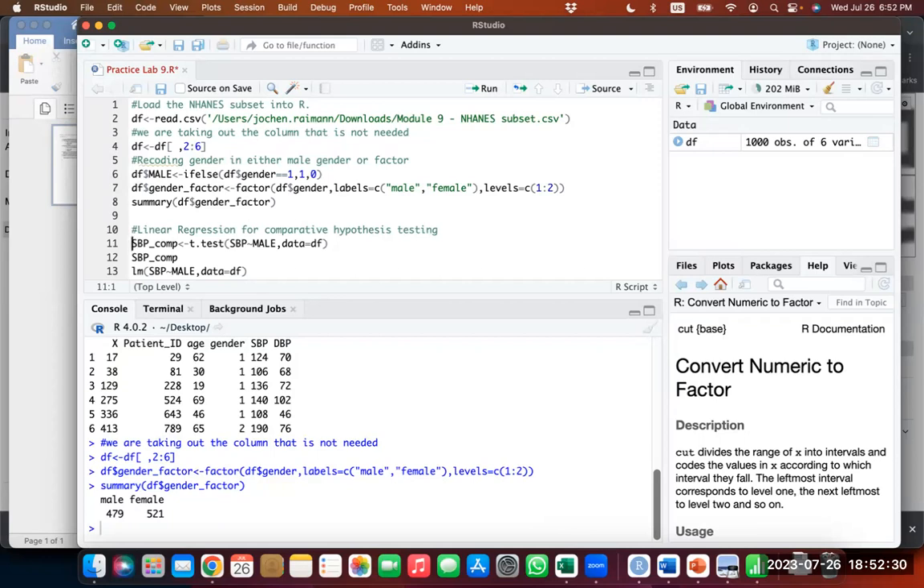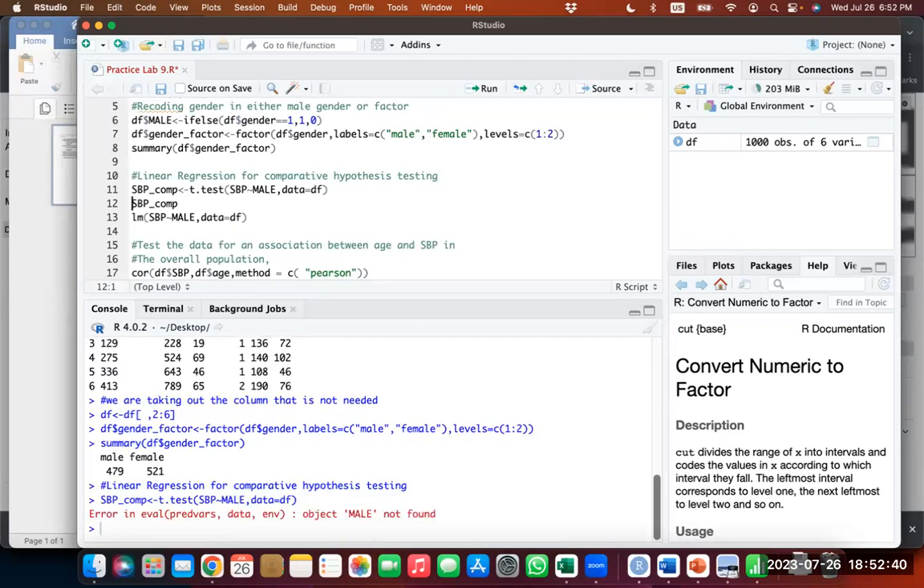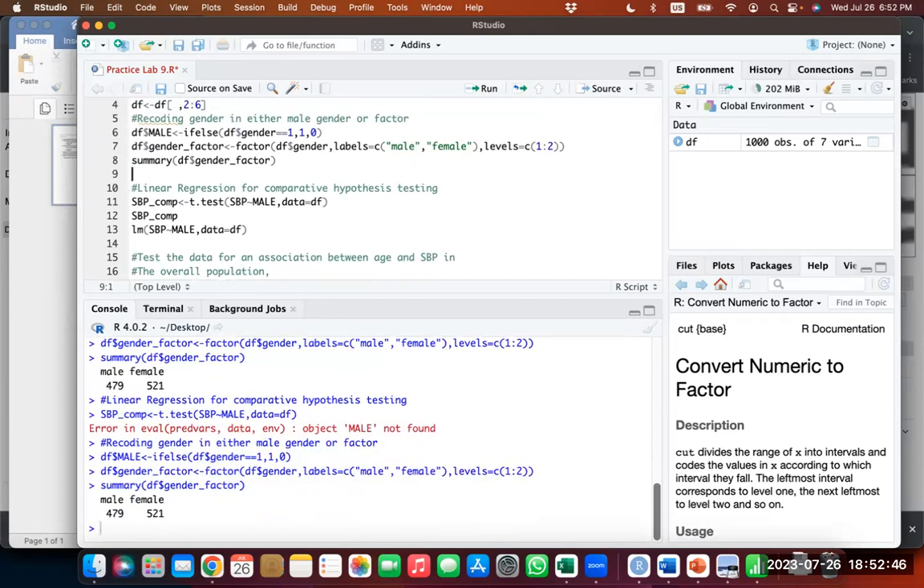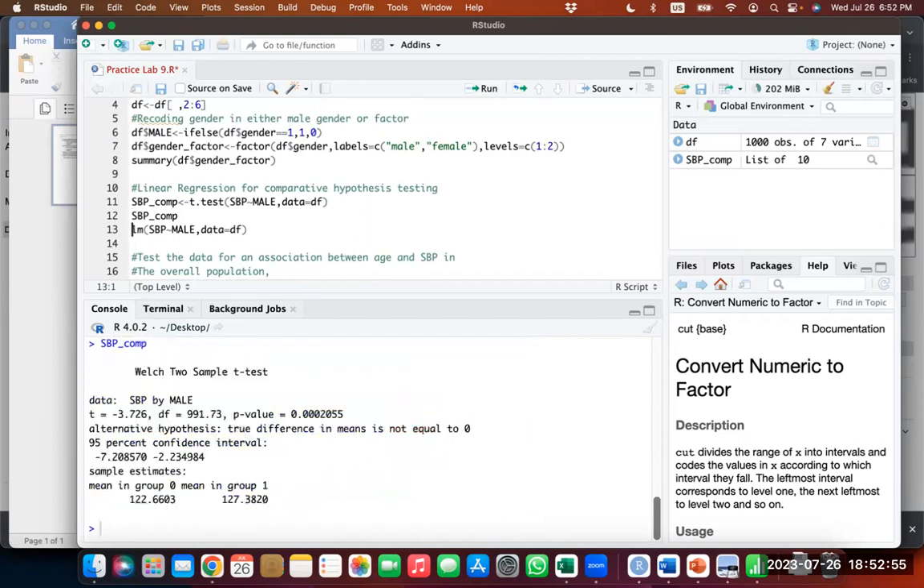So now we do some hypothesis testing. We want to see, okay, are there differences between males and females in terms of blood pressure? So that's line 11. And male is not found. Okay, because I didn't run this. Okay, so for line 11, you need to please run 6, 7, 8, and then go to line 11 and run line 11. And with line 12, you're looking at this comparison.